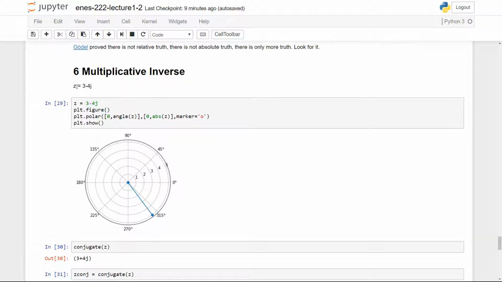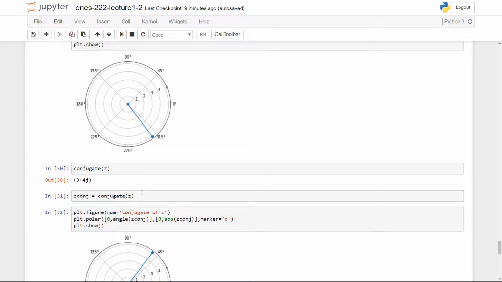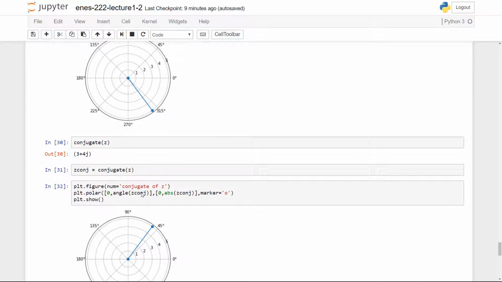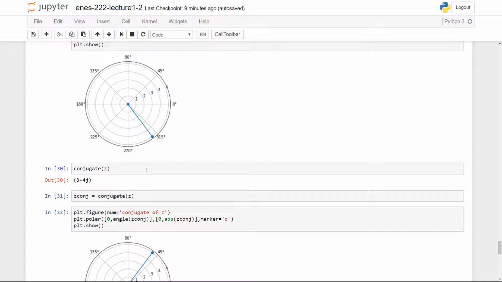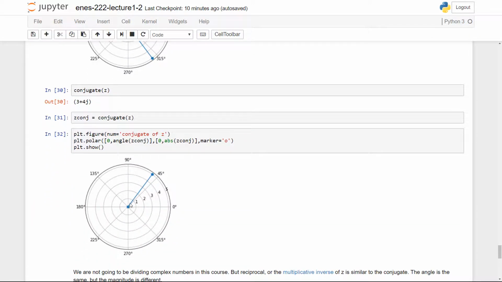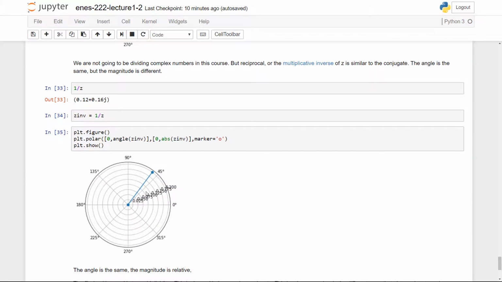So here we're plotting the complex number z. So there it is. There's a dot representing z, 3 minus 4j. We're computing the conjugate of it. And the conjugate of it is just changing the sign of the angle. Now, obviously, the magnitude should change, and we're not changing. If we were going to change the magnitude, then it would look something like this. But the angle is going to remain the same.